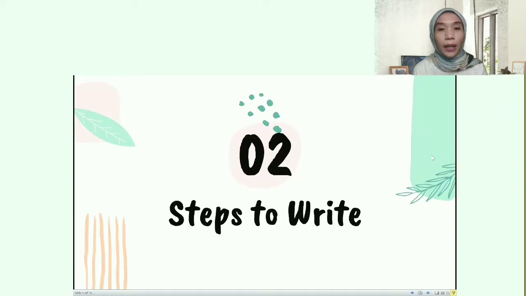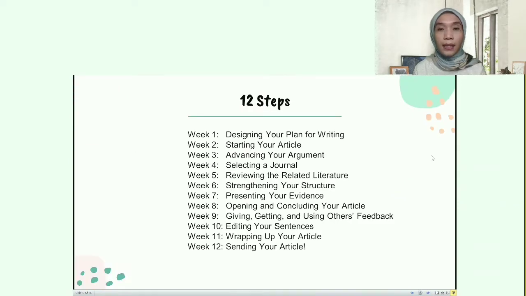Okay, and now we are moving on to the second agenda, the steps to write a journal article. Here, as you can see, I put 12 steps in writing a journal article. But of course, that could be longer than 12 weeks, and it could be shorter than 12 weeks. It depends on, I think, if you have the experience, then you can tell. But here, the 12 steps are divided into 12 weeks.